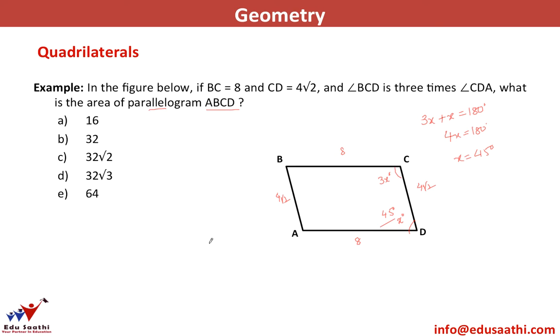Now to find out the area of the parallelogram, I will use the formula AD into DC into sine of the angle between them. This is the formula for area of a parallelogram. So which is 8 into 4 root 2 into sine of 45 degrees. So if I just calculate the things, sine of 45 is 1 by root 2, I'll get my answer as 32. So 32 is the area of this parallelogram.